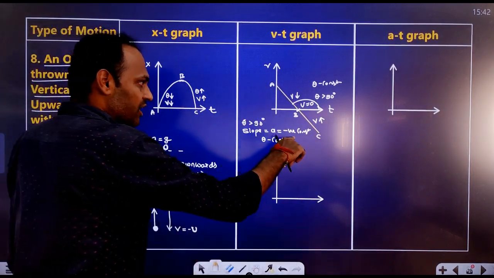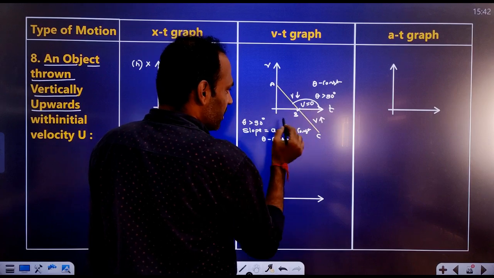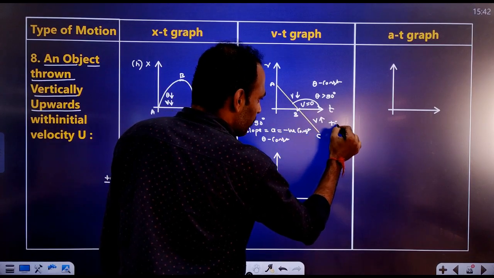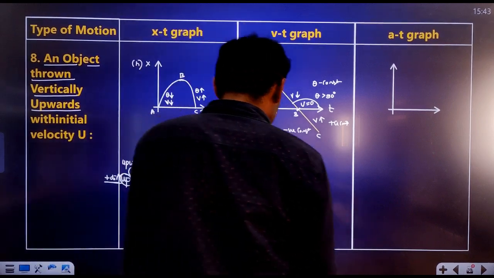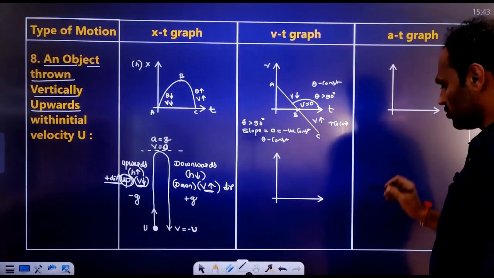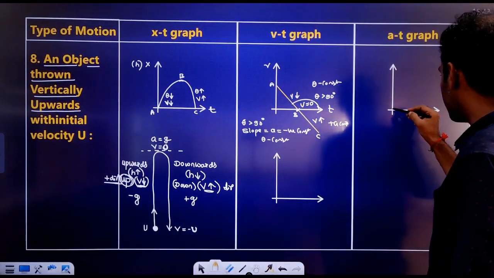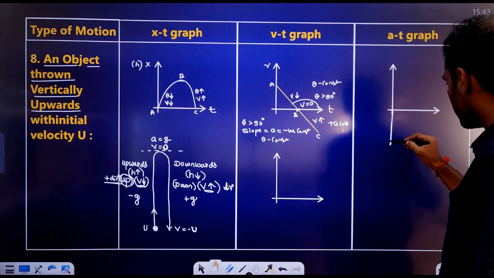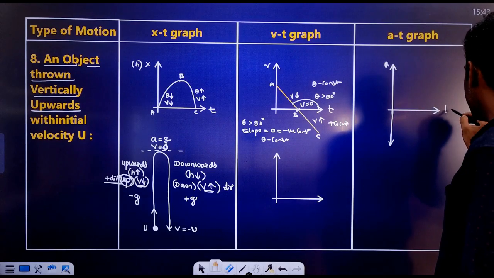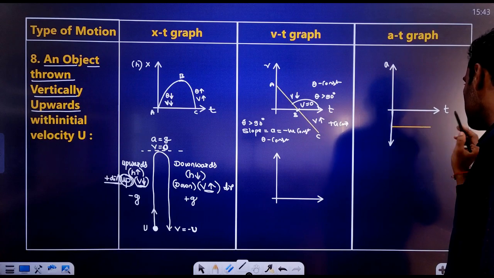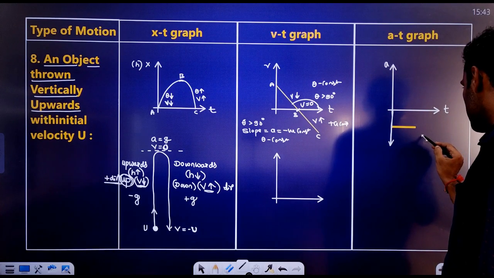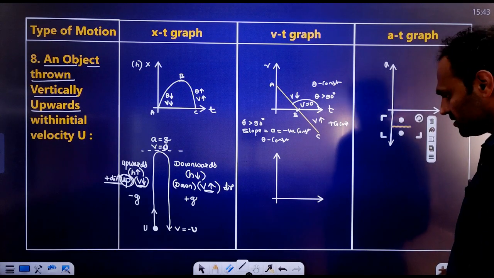So acceleration is negative and constant from A to B. From B to C acceleration is positive and constant. So acceleration is negative and constant from A to B. So this is the AT graph. Acceleration is negative and constant means we should draw a straight line to the negative y-axis.